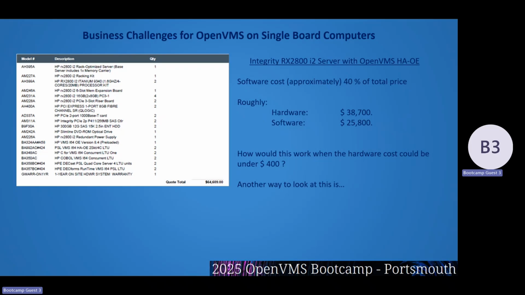The total cost after the HP partner ran all their magic discounts and everything was $64,609. You break that down, approximately 40% of that was software licensing and support. So the hardware cost roughly $38,000 and the software cost roughly $25,000. I think you're starting to see the problem here. How do you do this when the whole cost of the hardware could be under $400 or $300?